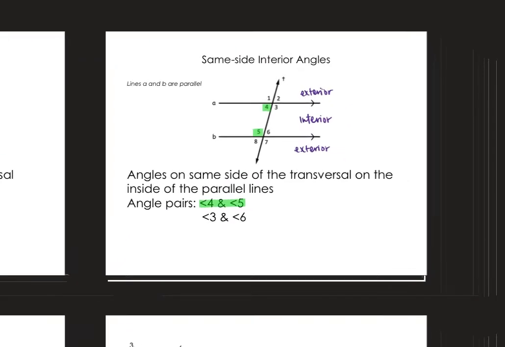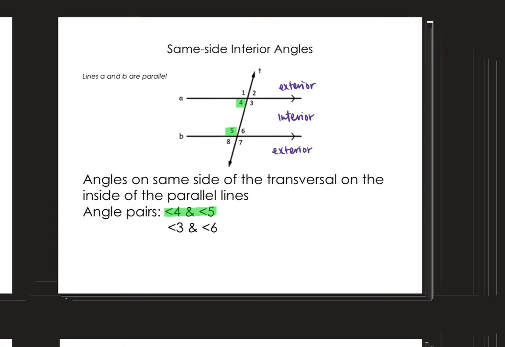The next angle pair are called same side interior. So same side means that they are on the same side of the transversal, and interior means they're on the inside. So 4 and 5 would be same side interior, as well as 3 and 6.